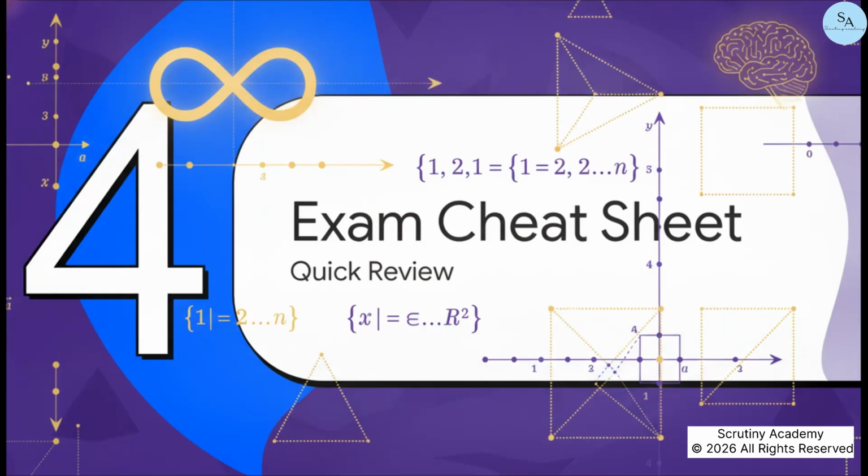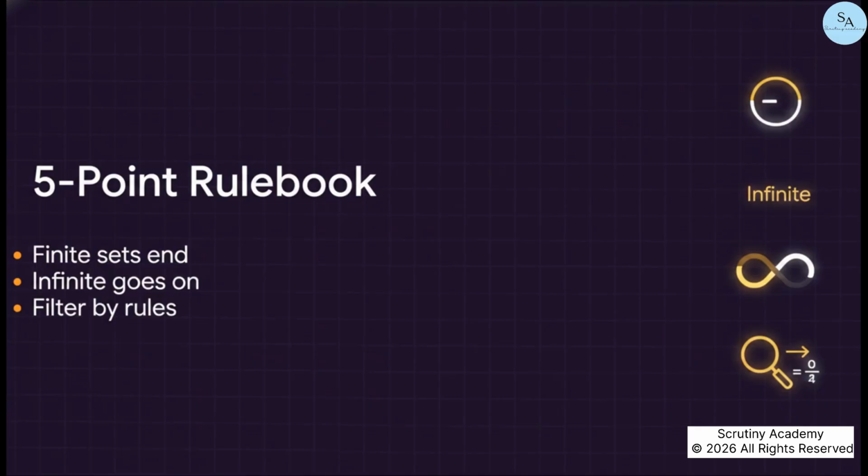Finally, Section 4, your exam cheat sheet. Let's go through this quick 5-point checklist together so you can tackle your homework with zero stress. Number 1, finite simply means countable, definite whole numbers. Number 2, infinite means it's literally impossible to find the last number. Number 3, real-world measurable sets like your phone data or your classmates are finite.